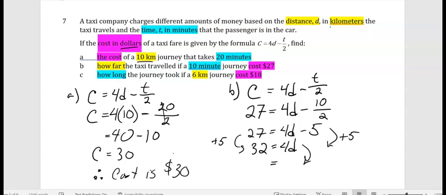And then I've got 4 D's, and I just want one of those D's. So I divide by 4, which gives me 8. And then I'm going to say, therefore, the distance, which is what we were asked for, how far, is 8. And what is the distance in kilometers? 8 kilometers.